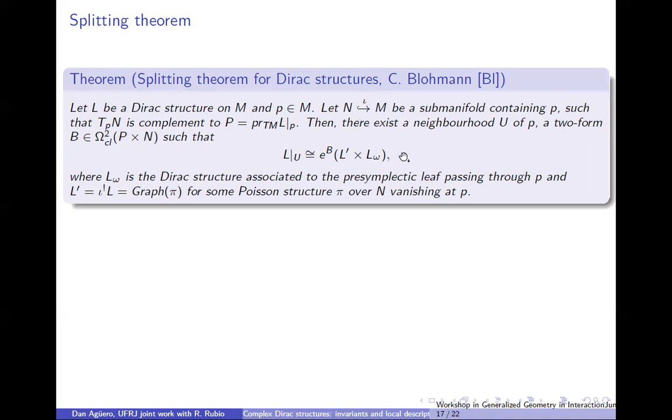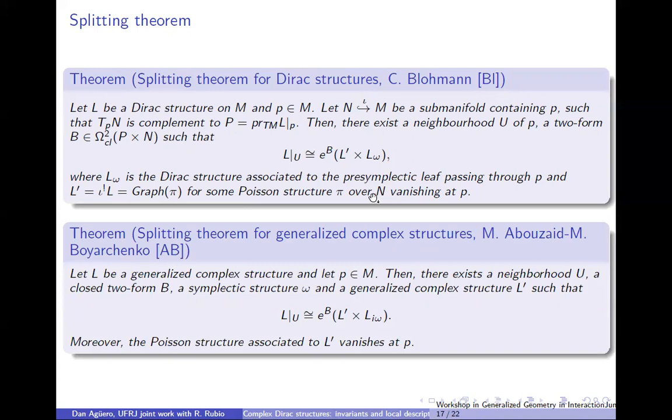Well, this omega comes from the presymplectic leaf of the Dirac structure passing through the point, and this L prime is a Dirac structure that is the graph of a Poisson bivector. This Poisson bivector is defined over N, the submanifold, and it vanishes at the point. This is similar to what happens in the Weinstein splitting theorem for Poisson structures, where you decompose a Poisson structure as a product of a singular Poisson structure and a regular Poisson structure. The regular Poisson structure is given by the symplectic leaf, and the singular one is just a Poisson structure that vanishes at the point. So this is very similar to that. We have a singular part given by L prime and a regular part given by L omega. So there is the splitting theorem for the complex structure.